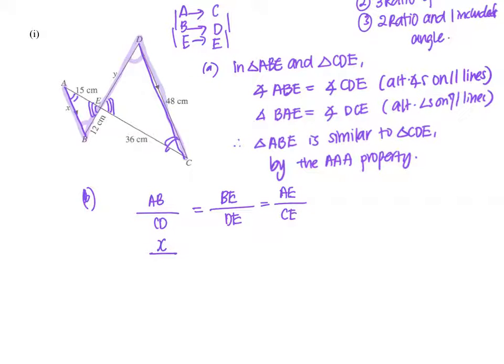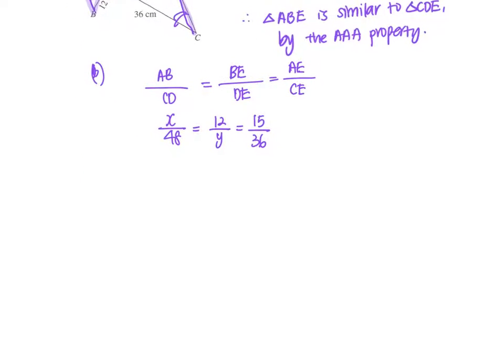So AB is x, CD is 48, BE is 12, DE is y, AE is 15, and CE is 36. From here, we can get the following two ratios. So that means we have 15 over 36, and we'll pair it with x over 48. We also have 15 over 36 with 12 over y. So now we would like you to find out the answers on your own first before checking the answers with us.